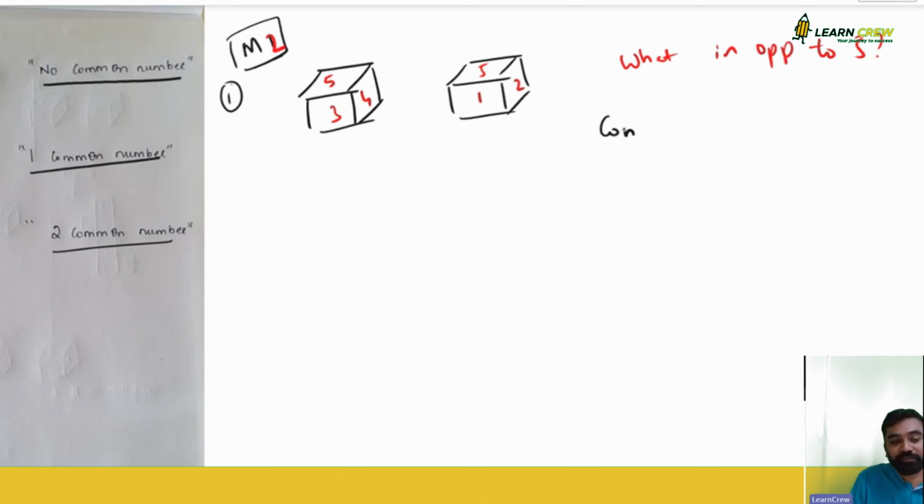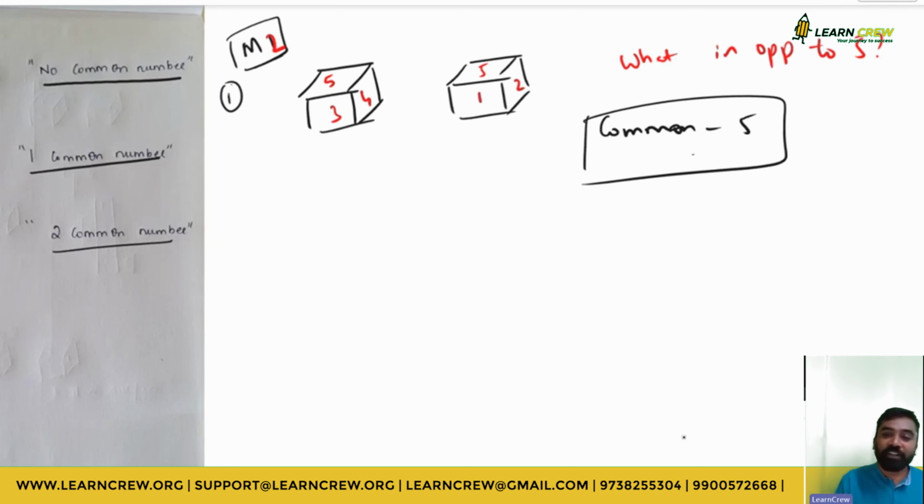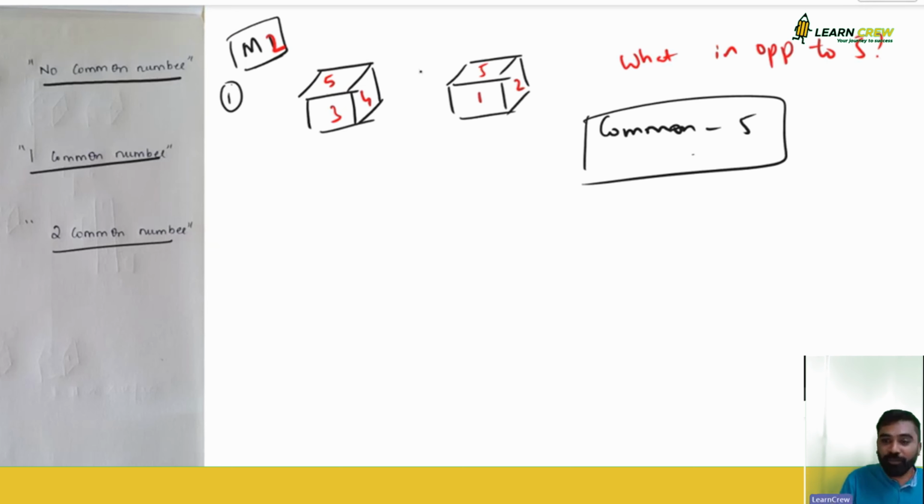Which is common here? 5 is common. Okay. How will you do it? You think and then I'll teach you the method. What is opposite to 5? There are two different ways of identifying this. First one. Whenever there is one common number, what all can you see here? 5, 3, 4, 5, 1, 2. Which is the missing number? The opposite number is 6. Okay. This is the first method.